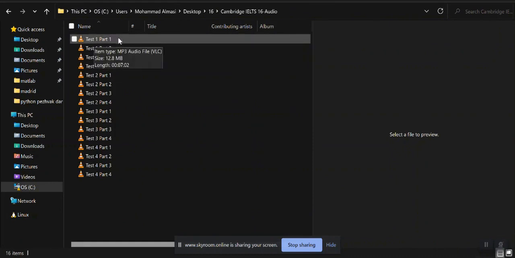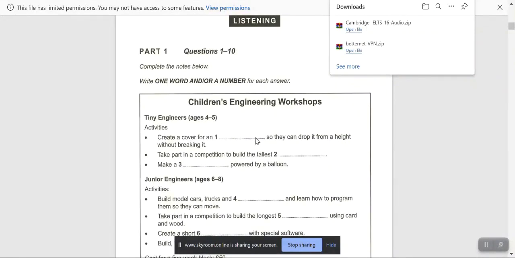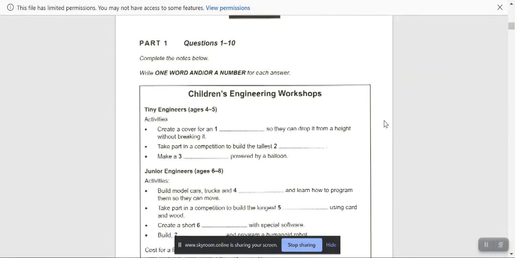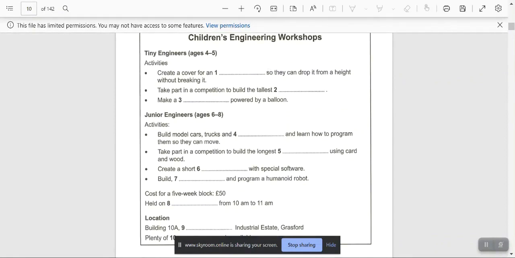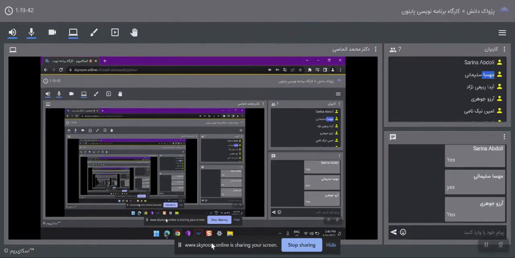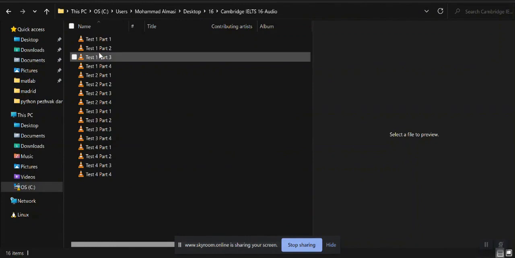Test one, part one. Exactly this one. Okay, we are going for this children engineering workshop. Everyone follow me up? Everything is okay? Let's go follow.